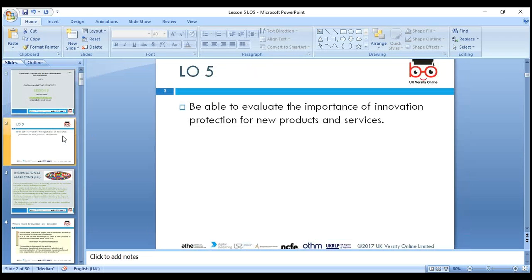Today we'll go through our LO5, Learning Outcome 5, which will be the last learning outcome: be able to evaluate the importance of innovation protection for new products and services, which we'll go through.